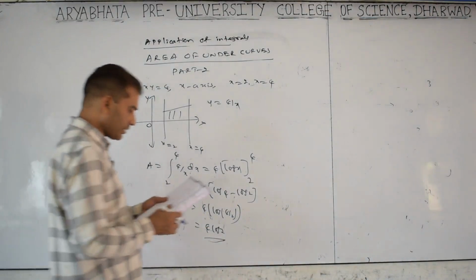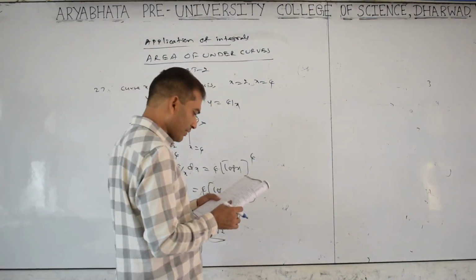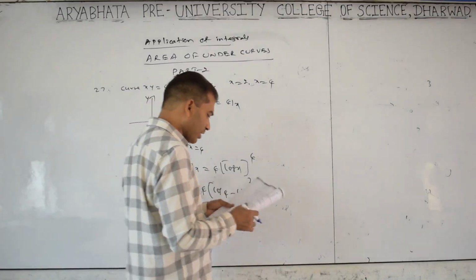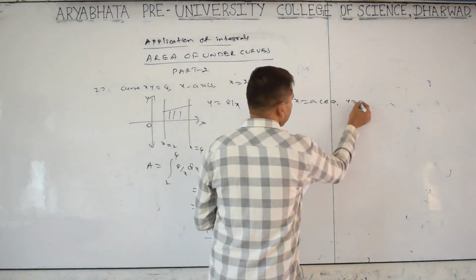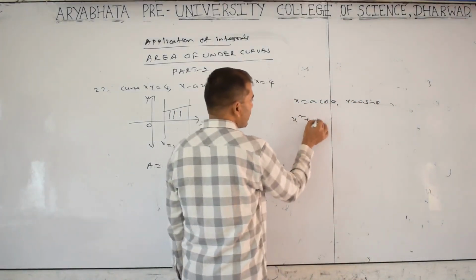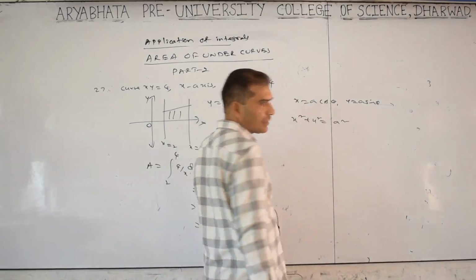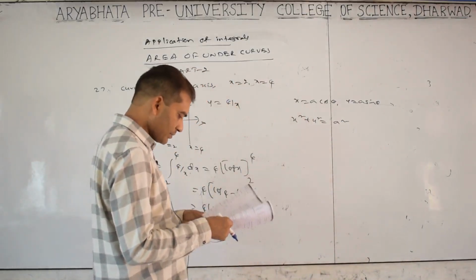28, the area of the circle. 29 also, area of the region. We want the standard formula: area bounded by the curve x is equal to a cos theta, y is equal to a sin theta. This is a parametric form. By eliminating theta, we get x square plus y square equal to a square. So this is a circle, and the area of the circle is pi a square.